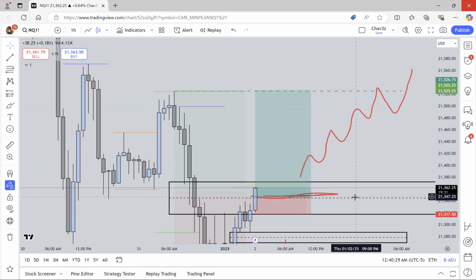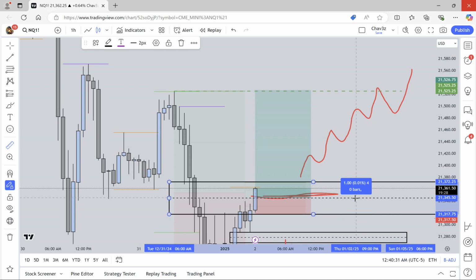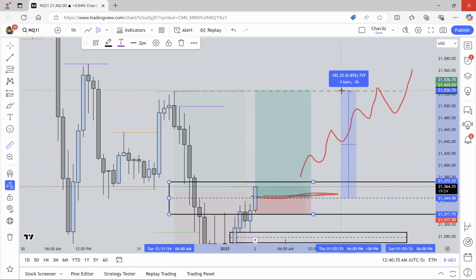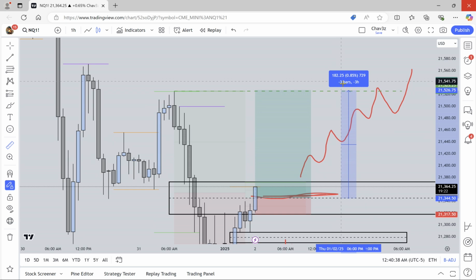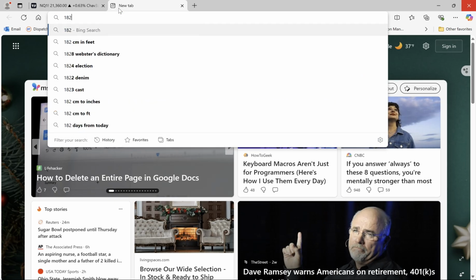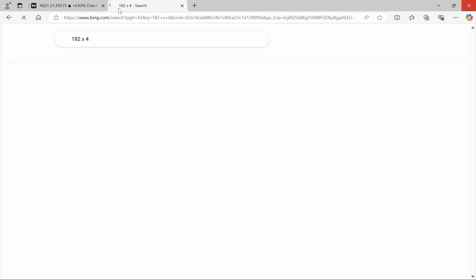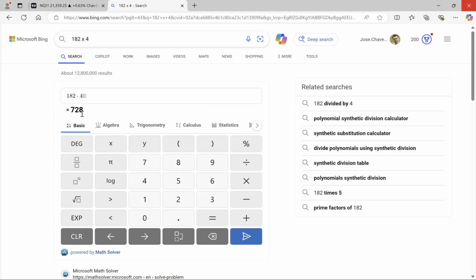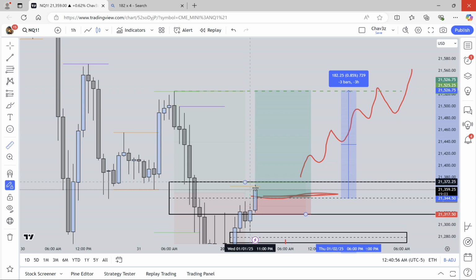So if I was to get in here and hold it all the way to previous day high, I can catch a 182 handle run. I don't know what that is in ticks. It's like 182 times what? 4. So 182 times 4. That would be a 728 tick run, right? If we map it out this way, right?